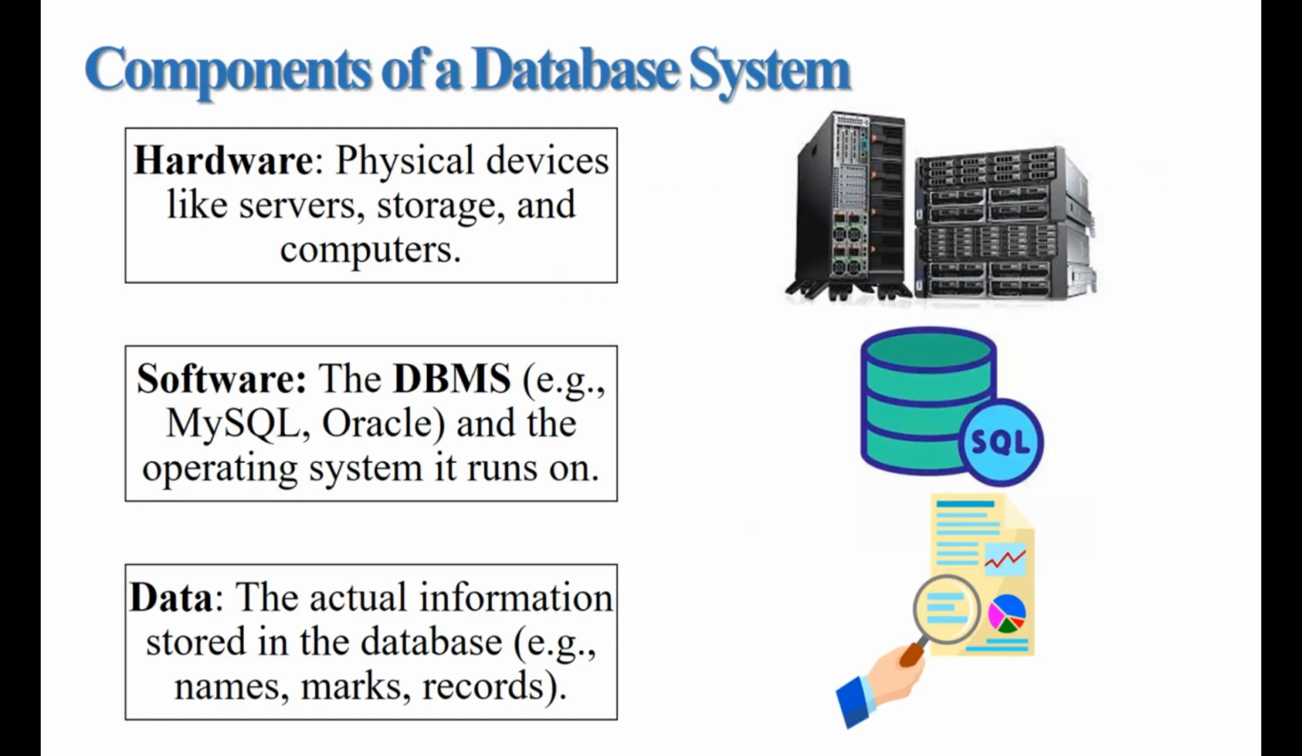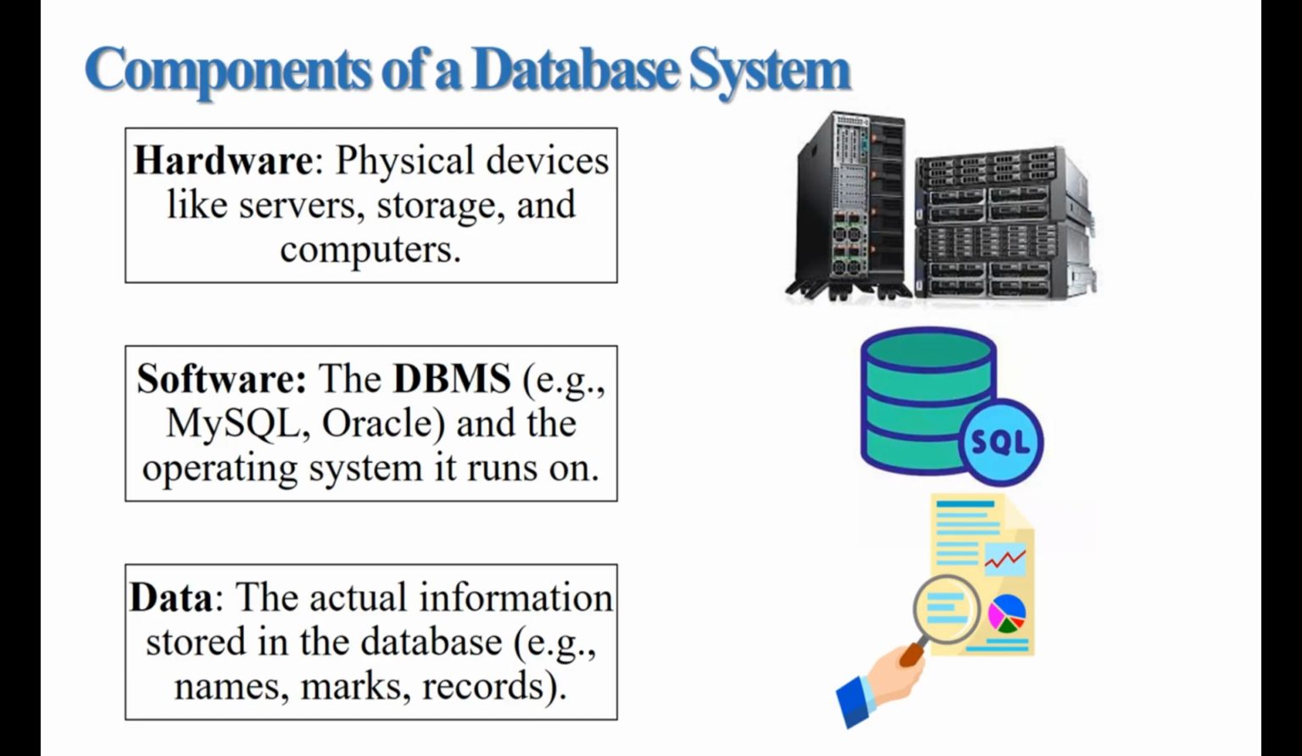Now let's take a look at the five components that make a database system work. The first is hardware: the physical devices, servers, storage drives, computers, and network tools that host a database and let users access it. Then next we have software, the DBMS software, for example MySQL or Oracle. We'll talk about DBMS in the next video. Software also includes the operating system and any applications that use the database.